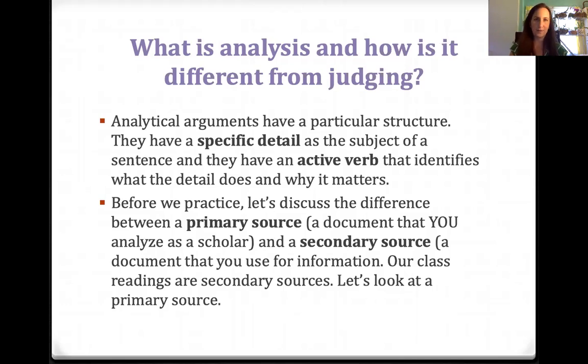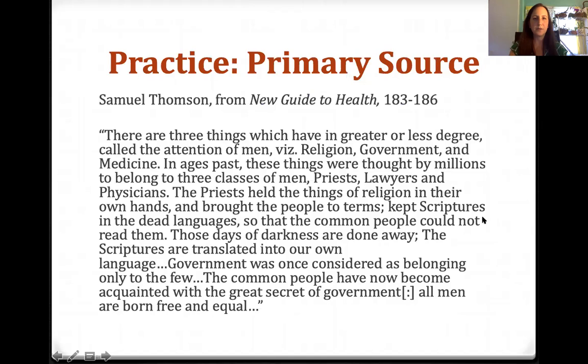So now let's look at our primary source. This is from Samuel Thompson's New Guide to Health that I mentioned before. There are three things which have in greater or less degree called the attention of men: religion, government, and medicine.